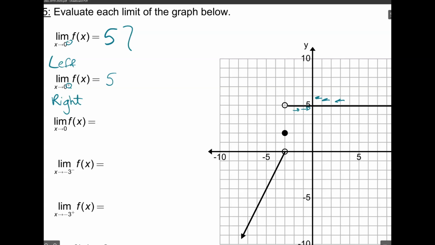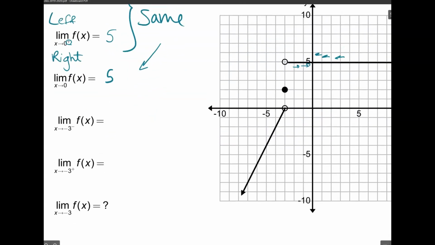No worries. Okay, so I have the left side, I have the right side. Guess what? These are the same numbers. So now I come down here and I say, what's the limit as x approaches 0? 5. As long as they're the same number, it will exist. Wonderful.